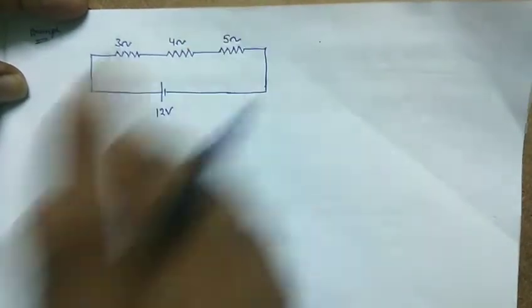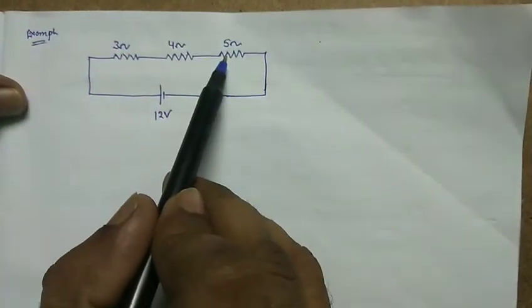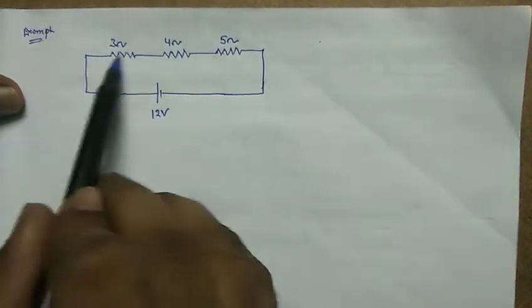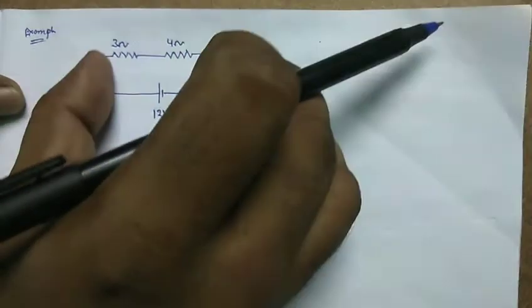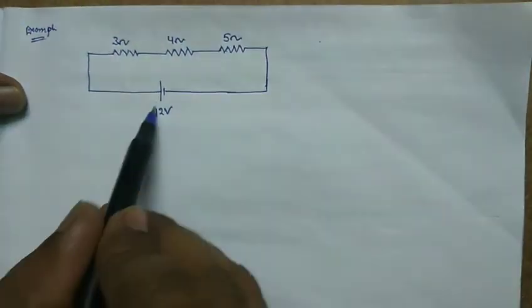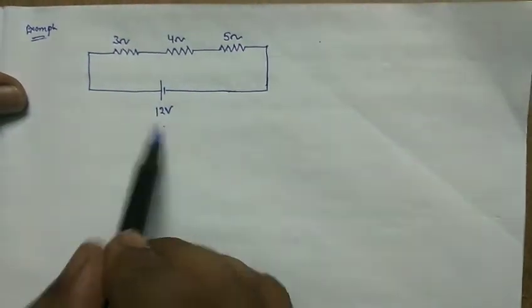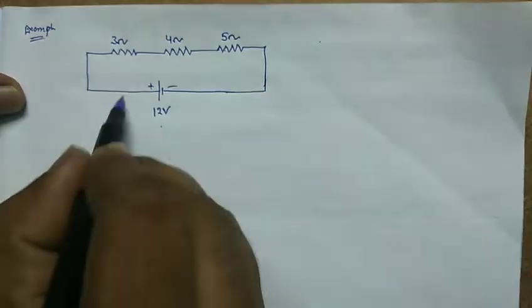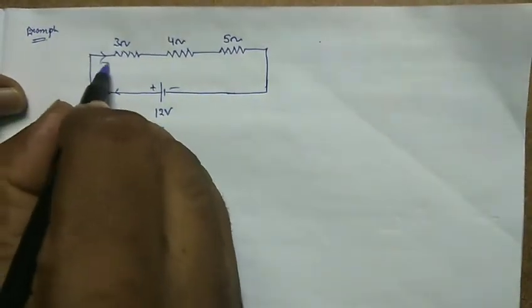And this is 5 ohms. So 3, 4, 5 ohms resistances are there. This is a series combination. In this series combination, we have to connect a 12 volts battery. This is plus, minus. So the current passes through like this. This is the current I.